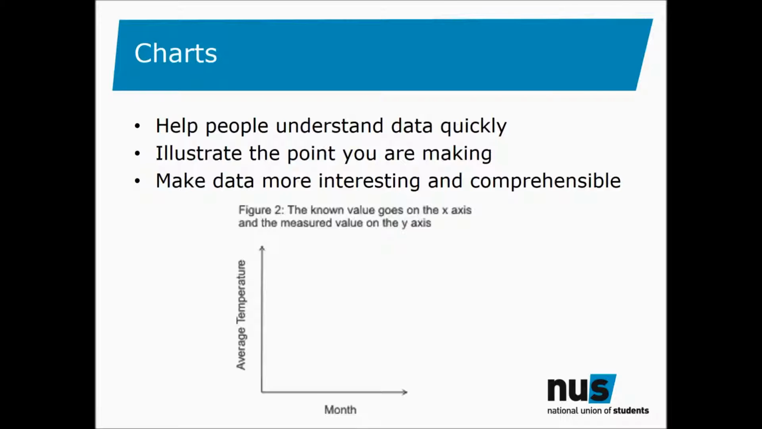Most charts share a basic characteristic, which is its axes. The x-axis along the bottom represents the known value, and the y-axis represents the unknown. So in our case, the known would be subject, course or demographic group. The unknown or variable would be satisfaction score.